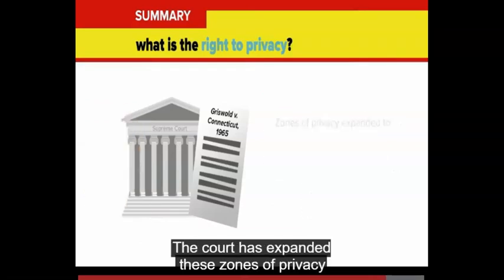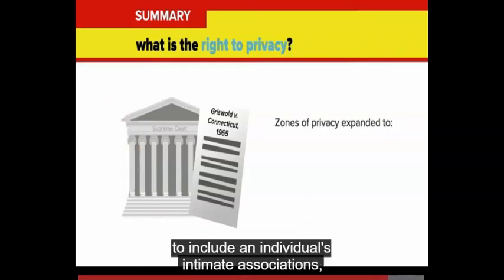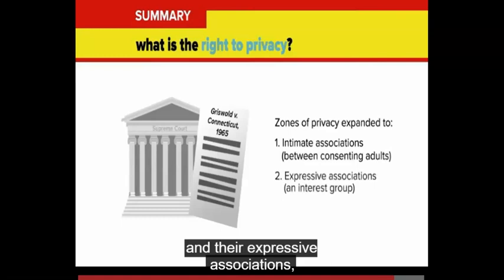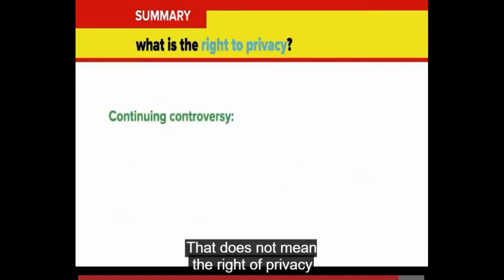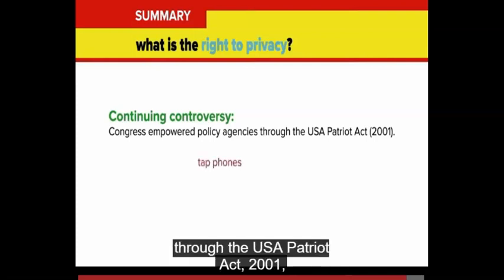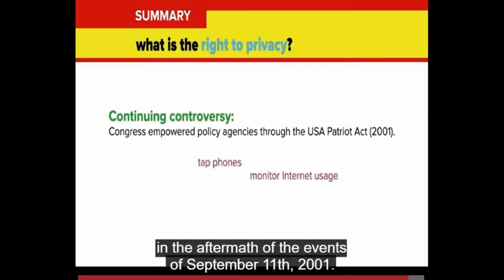The court has expanded these zones of privacy to include an individual's intimate associations, such as between consenting adults, and their expressive associations, such as those of an interest group. That does not mean the right of privacy is without controversy. Consider how Congress empowered police agencies through the USA PATRIOT Act, 2001, in the aftermath of the events of September 11th, 2001.